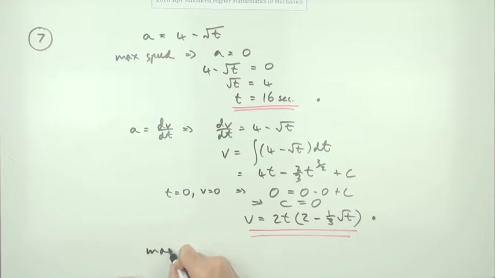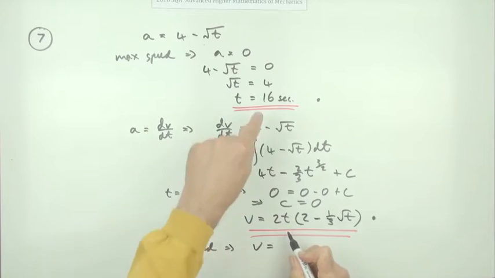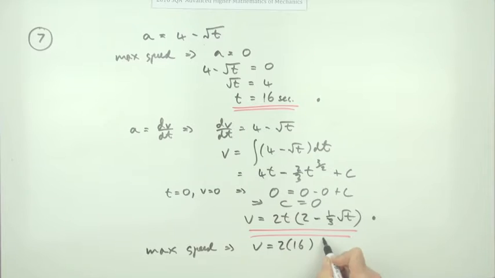So from that now I can get the maximum speed. v equals, it happens when t is 16, so it'll be 2 times 16 times 2 minus a third of root 16. A third of root 16 is a third of 4, that's 4 upon 3, that's 6 upon 3, so that's 2/3. So that's 4/3 of that, so it's 4 times that, so it's 64 upon 3 metres per second, which you may want to put down as 21 and a third, 21.3, rounded off, metres per second.